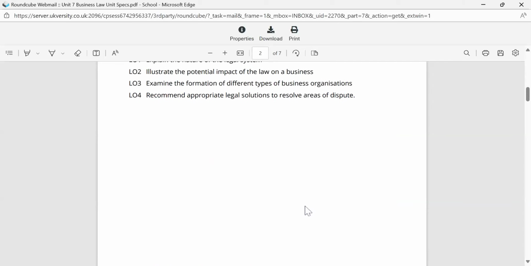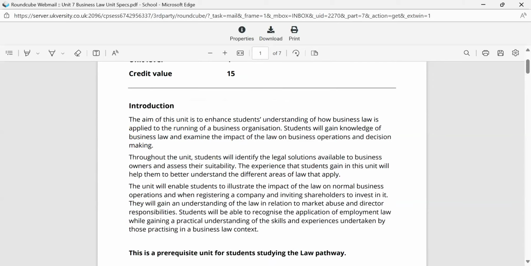We'll be doing this unit today, and the whole point of this unit is to understand how business law is applied to any sort of business when a business is run, and how you will gain knowledge of understanding how the law operates in the UK in regards to any sort of impact of the law on the UK economy and business decisions. We'll be looking at legal solutions.